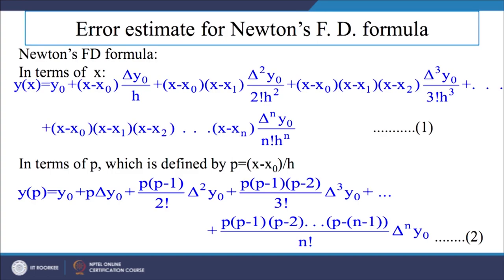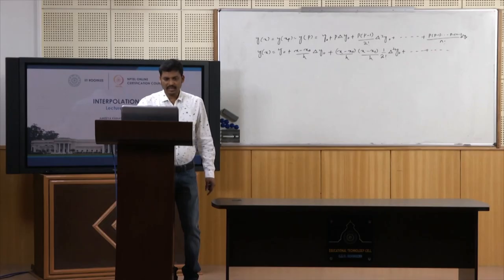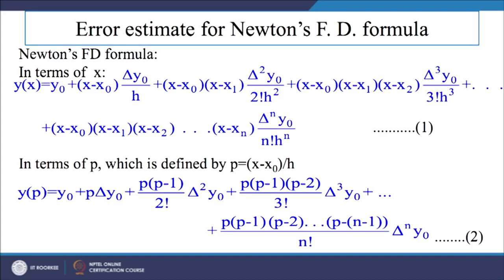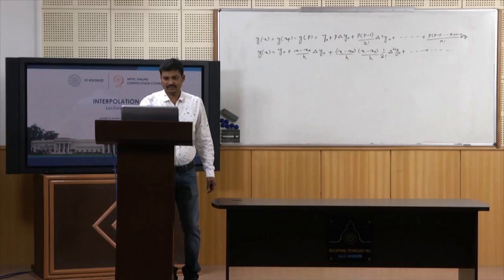If you see in the slides here, y of x is expressed in the form of y of 0 plus x minus x0 del of y0 by h plus x minus x0 x minus x1 del square y0 by 2 factorial h square, and the last term is expressed in the form of x minus x0 x minus x1 up to x minus xn into del to the power n of y0 by n factorial h to the power n.